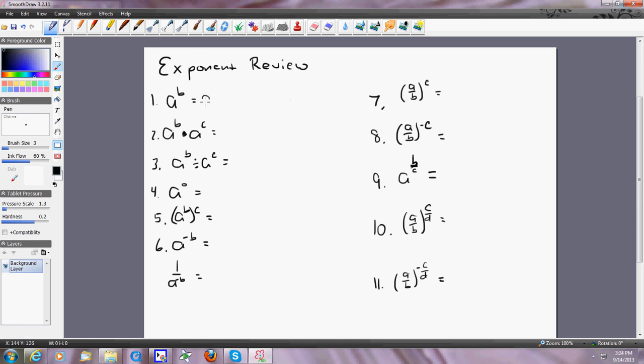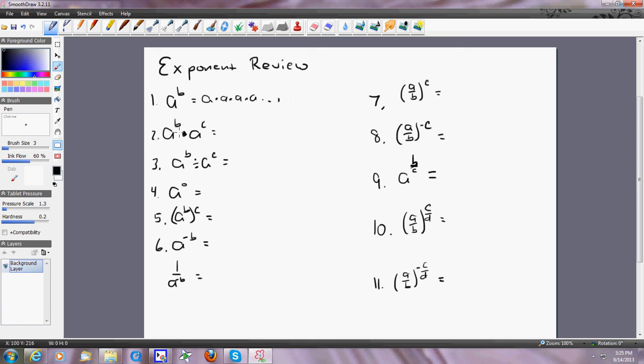A to the B, remember, it just means A times A times A times A, dot, dot, dot. And it goes on until you have B number of A's. So if B was 5, we'd have to put in one more times A. If B was 8, we'd have to put in A times A times A, 8 times. If B was only 2, I'd have to get rid of this 2.